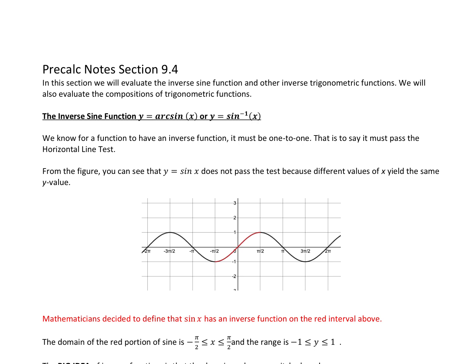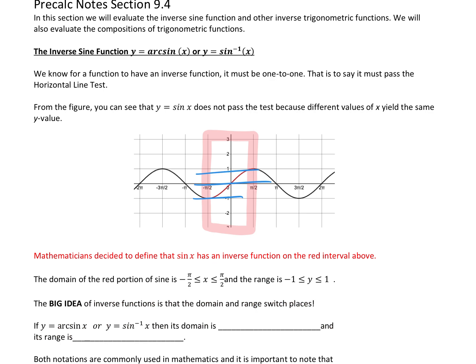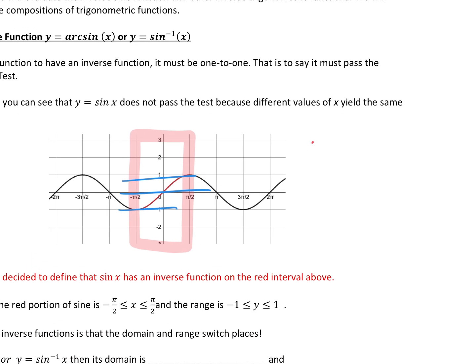Okay, so this red piece right here, I'm going to kind of box it out. This red section of the graph, just that little curve, this piece is now 1-to-1. If I drew my horizontal lines through, I'm only going to touch one point, right? So if I were to write the domain and range of this piece that I highlighted in red, my domain of this function would be from negative pi over 2 to positive pi over 2. And my range would be from -1 to 1. Do we agree?